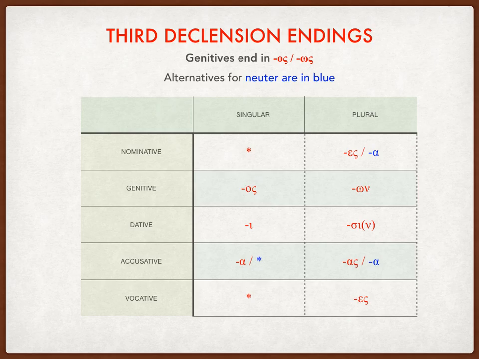-os, -i, -a, -es, -ōn, -si, -as, -es if it's masculine or feminine. And remember, if it's neuter, all you have to change is to make sure the nominative, accusative, and vocative are always the same, and in the plural that is going to switch to alpha. So again, make sure you're spending time memorizing this chart in front of you.